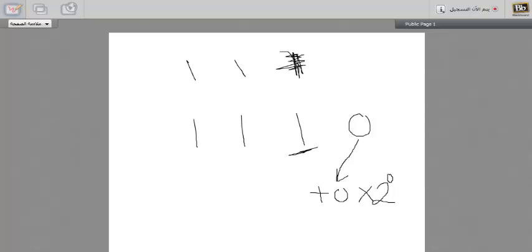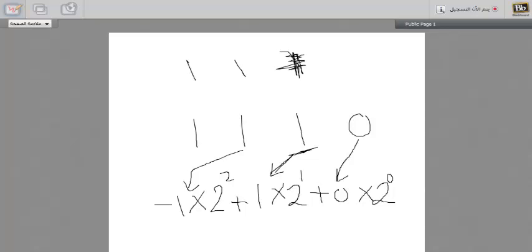Now, we can work this out. It's 2 to the power of 1, because this is the next number, times by 1, which is this number here. Plus 2 to the power of 2, also times 1, plus 2 to the power of 3, also times 1. Anything to the power of 0 is 1. However, 1 times 0 is 0, so we don't care about it.